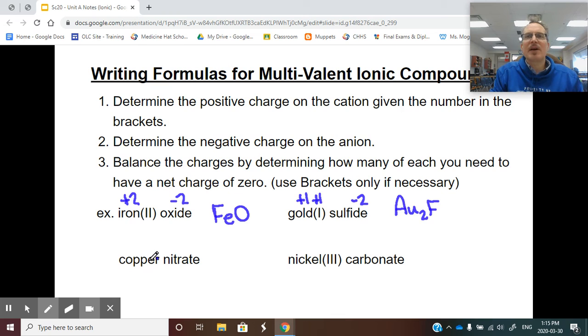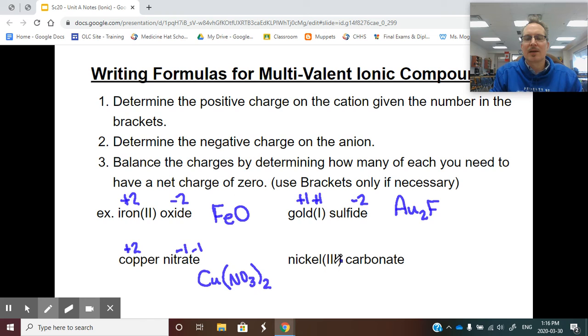Copper. Now, if I look up copper, copper has more than one charge. If they do not tell me the charge, you always assume it's the first one listed. So since copper's first charge is 2 positive, that's what we're talking about. Nitrate is -1 because it's polyatomic. So we're going to need 2 of these to balance out. So we are going to write this as Cu bracket NO3 bracket 2 because I needed 2 of the full nitrate.